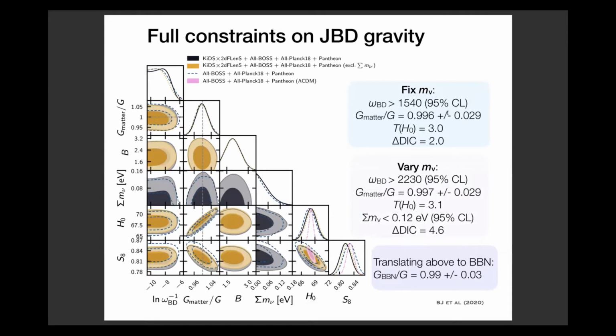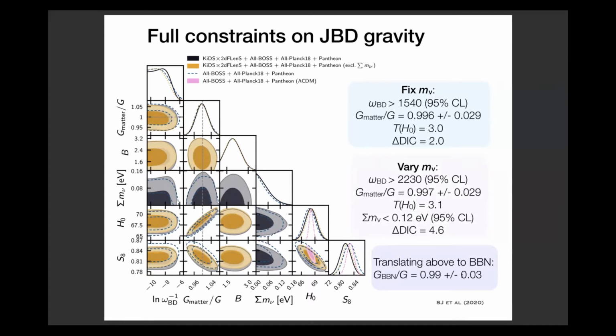Precisely. So the question we want to ask is, this is the constraint of the effective gravitational constant at the present. So you might want to ask, is this consistent with the early universe? We know how to propagate. Because it's a unique theory, we can take this together with the constraint on the coupling constant, and we can ask, what is the effective gravitational constant at the BBN epoch? And that is 0.99 plus or minus 0.03.